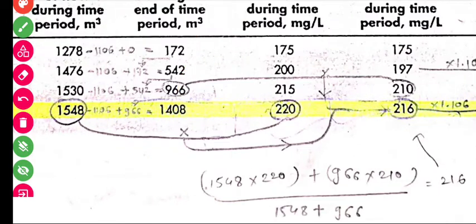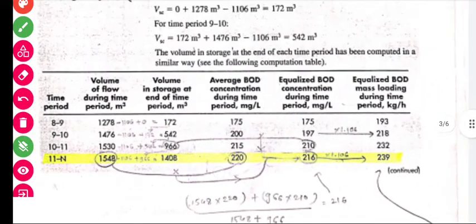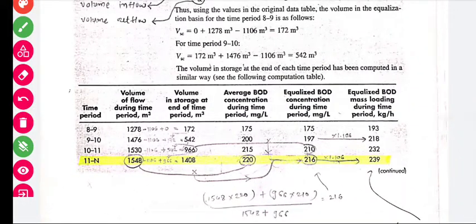I'm telling you again and again so that you won't get confused. What is 962? It is previously stored. So in the calculation of stored water, previously stored water is being added, minus outflow plus inflow, that you know. I hope you understood the first and second column.